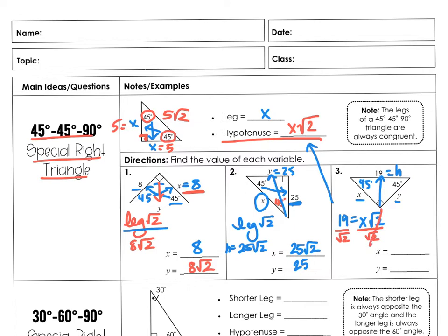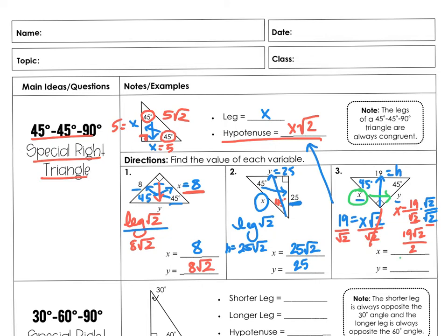Here's where your handy-dandy radical rules come into effect. We get x equals 19 over root 2. But remember, we cannot have a radical on the bottom of a fraction. So how do we get rid of that? We rationalize it by multiplying by root 2 over root 2. So x equals 19 root 2 over root 2 times root 2. Now remember, there's a shortcut. Anytime you multiply the same root, you're going to get the number under the root. So that's over 2. If 19 and 2 would simplify, then you would simplify it, but they do not. So that's what our x is.